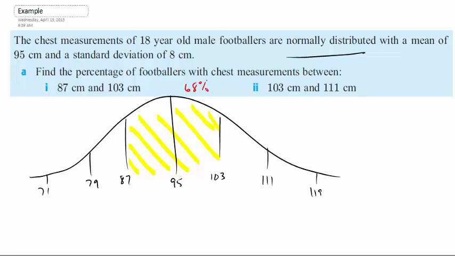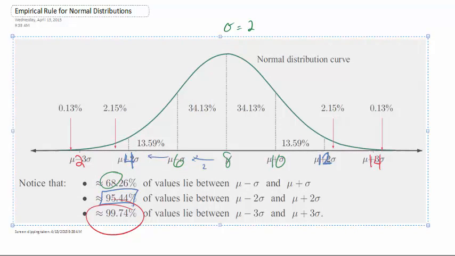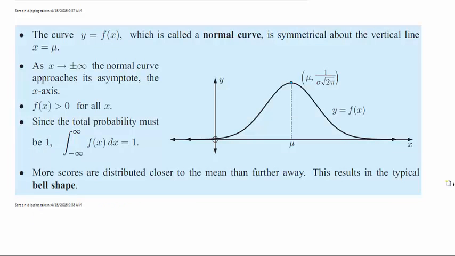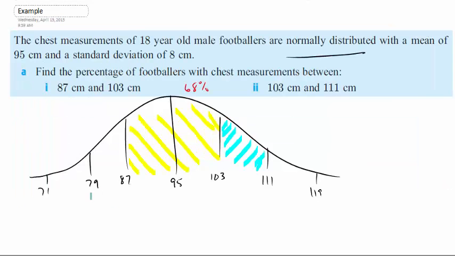Between 103 and 111. Okay, so how do we do this? Well, we could just look back at this. We see that it's approximately 13.59, but we know that from there to there is 95%. And from here to here is 68%.